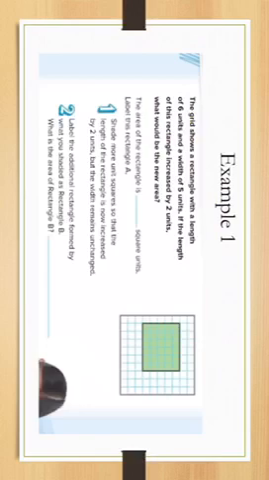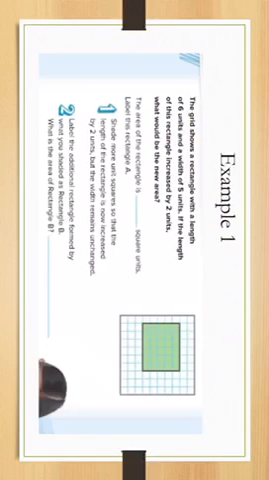Now let's move to example 1. In example 1, we have this rectangle with a length of 6 units and a width of 5 units. They are asking us what happens if the length is increased by 2 units. Increased means we will add 2. Add means the number will be bigger, okay?